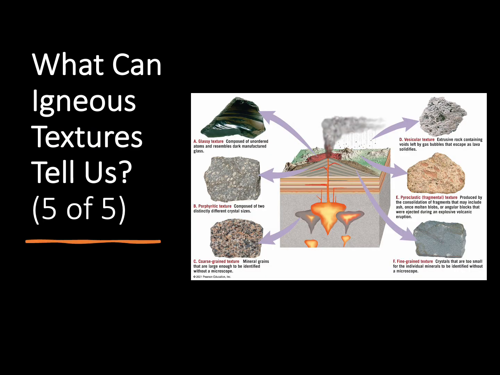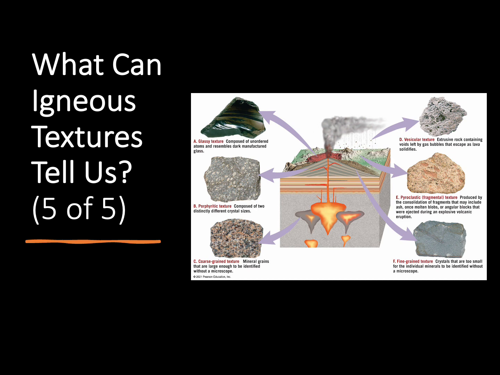So looking at the different types of igneous textures is going to tell us two important things about these igneous rocks. The first is going to be where did it form, and the second is going to be how quickly it formed. So as we move around this diagram, our glassy igneous rocks form instantly at the surface from lava dripping into water.